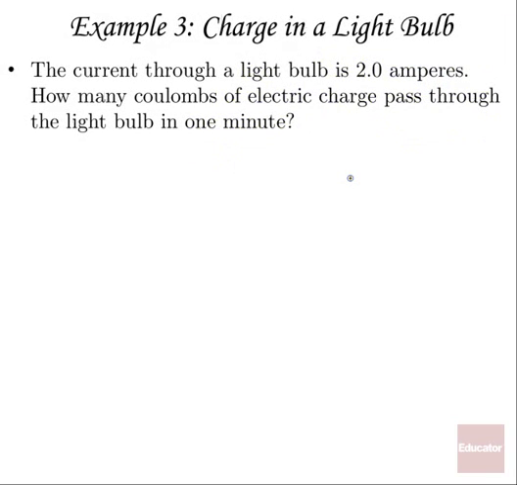Let's take a look at charge in a light bulb. The current through a light bulb is 2 amperes. How many coulombs of electric charge pass through the light bulb in 1 minute? Well, if I is delta Q over delta T, then that implies that delta Q equals I delta T.